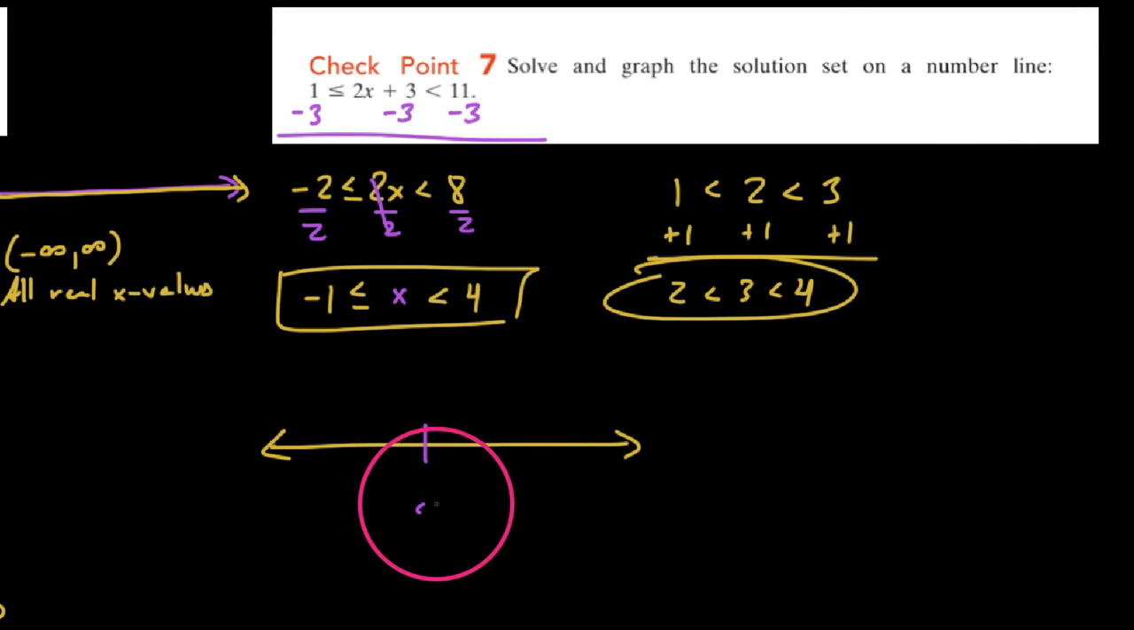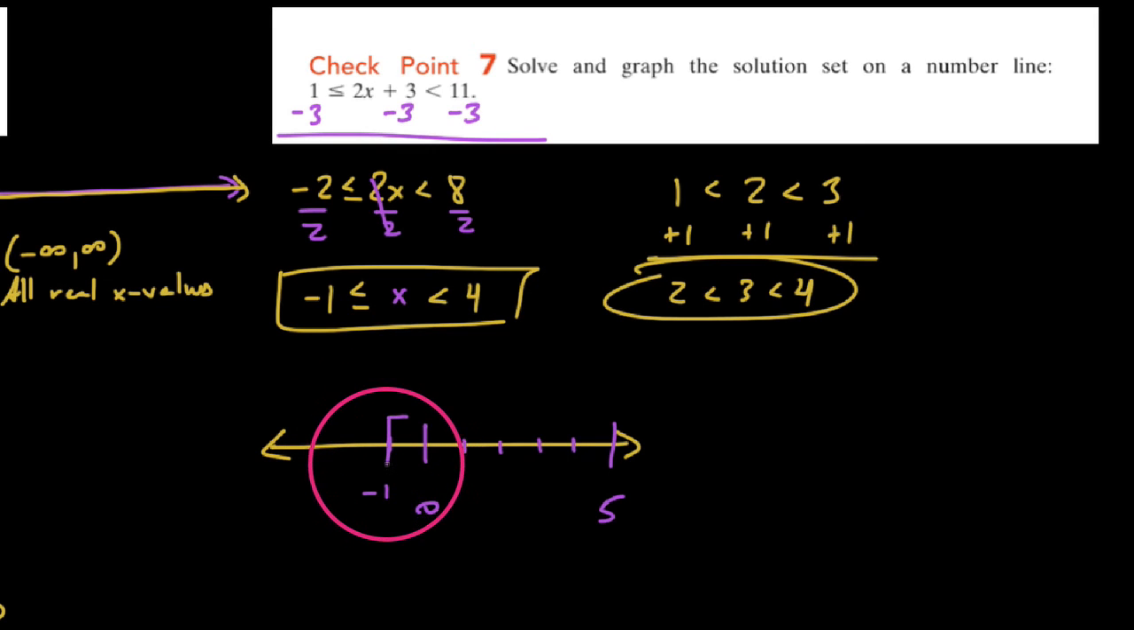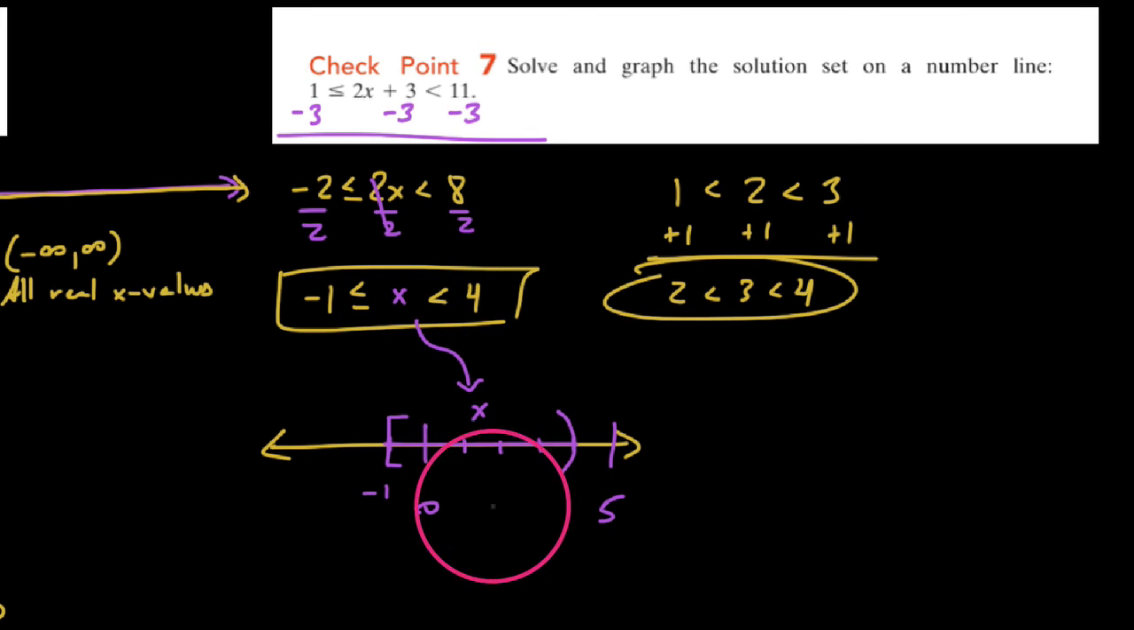So we'd say if this is 0, here's negative 1. 1, 2, 3, 4, 5. Here's 5. We would illustrate this by saying including negative 1, but not including 4. All numbers in between, this right here, is the set of x values that we're looking at there. X belongs to this set. So in interval notation, we would say from negative 1 up to, but not including 4.